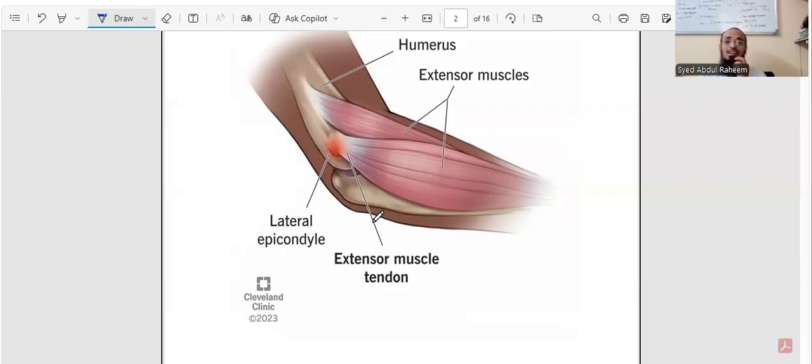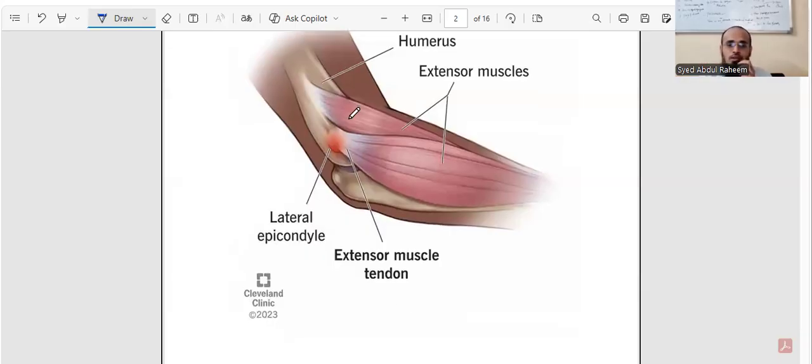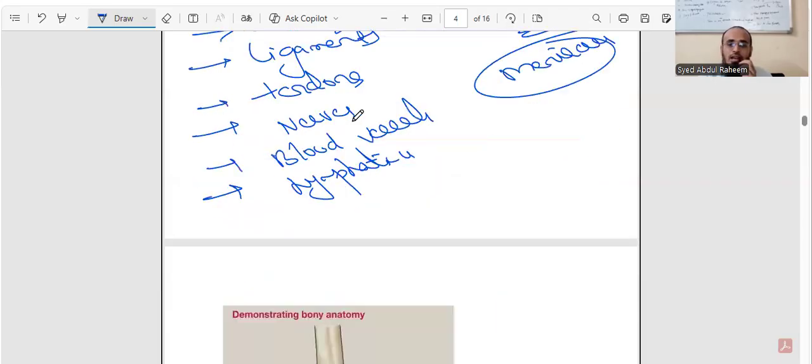So when you're doing a lot of extension type of things, like playing tennis, or you're writing like this, always using extension positions only. So what will happen? The muscle or the tendon, or whatever is in and around the bone, those tissues are affected.